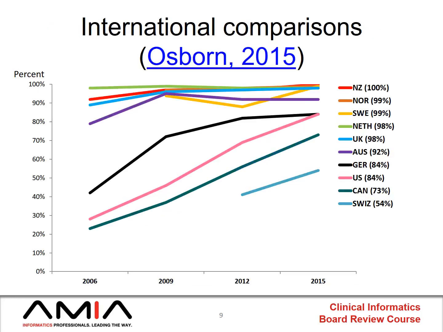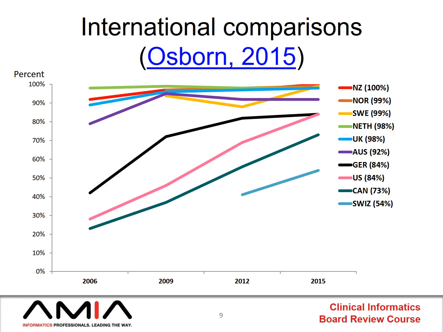How does office-based EHR usage compare with other countries? For many years, the US was quite a laggard, although during the high-tech era, the gap has been closed. We see a number of different countries here, many of which have been at near 100% usage for many years. Countries like New Zealand, Norway, Sweden, the Netherlands, and the United Kingdom.